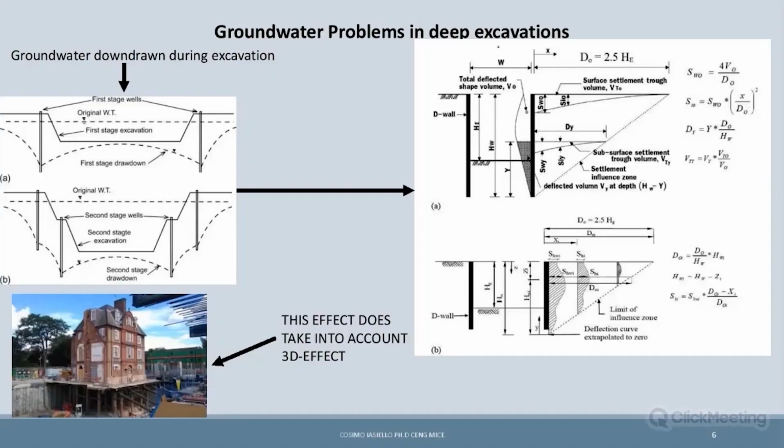So how is the approach to control the problems with the water table? We have two approaches. We have the famous groundwater drawdown during excavation. We should put some wells here, and from these wells we are taking out the water. We can do it in different stages. And then this is also how to consider the deformation after or during the dewatering.